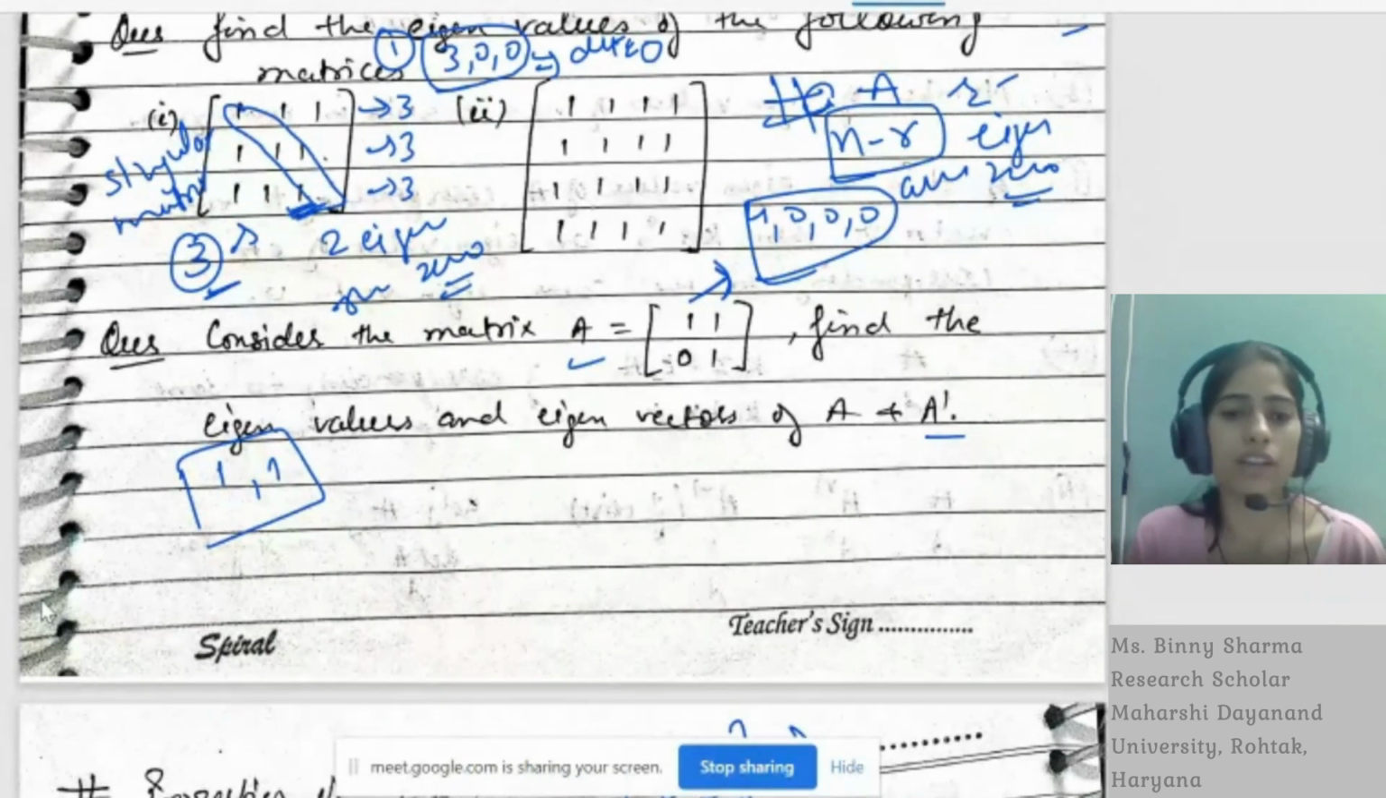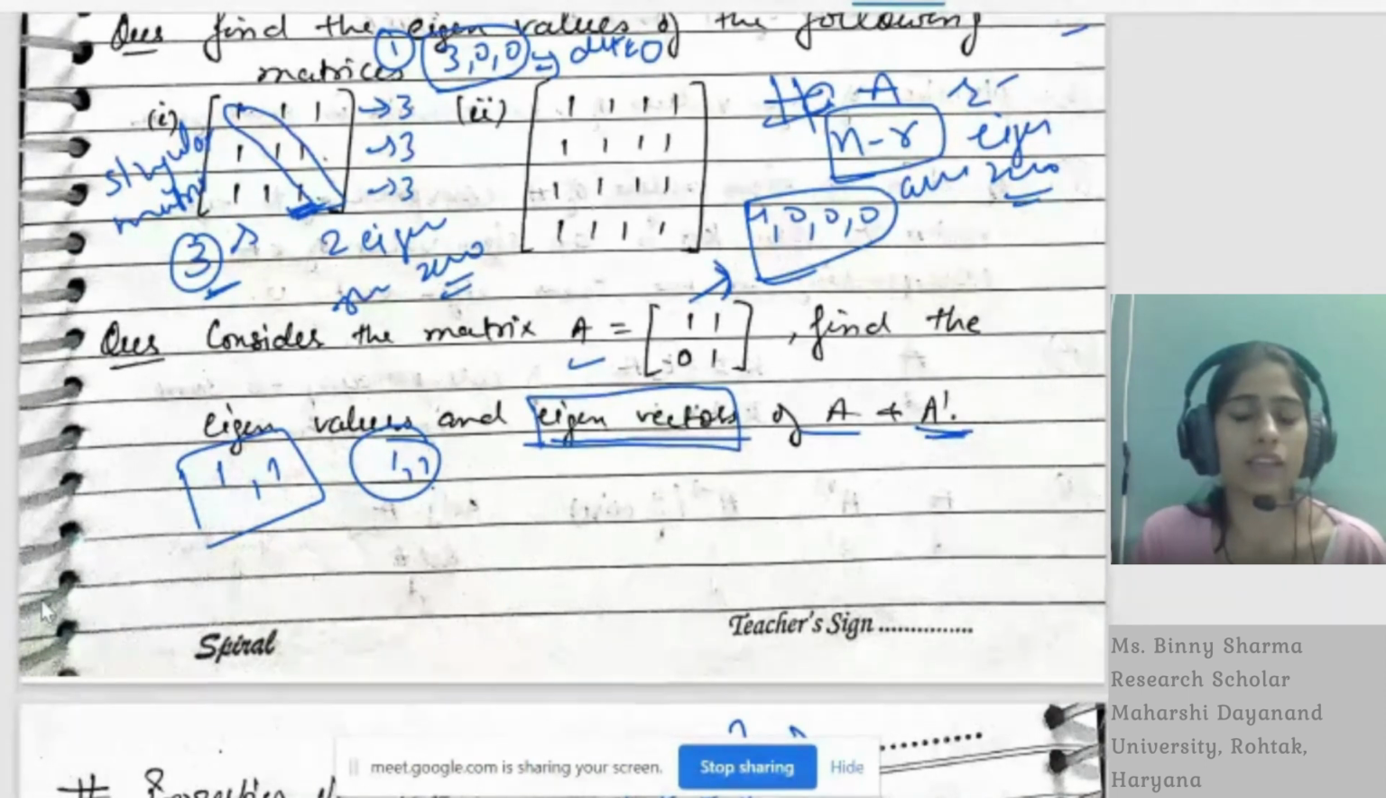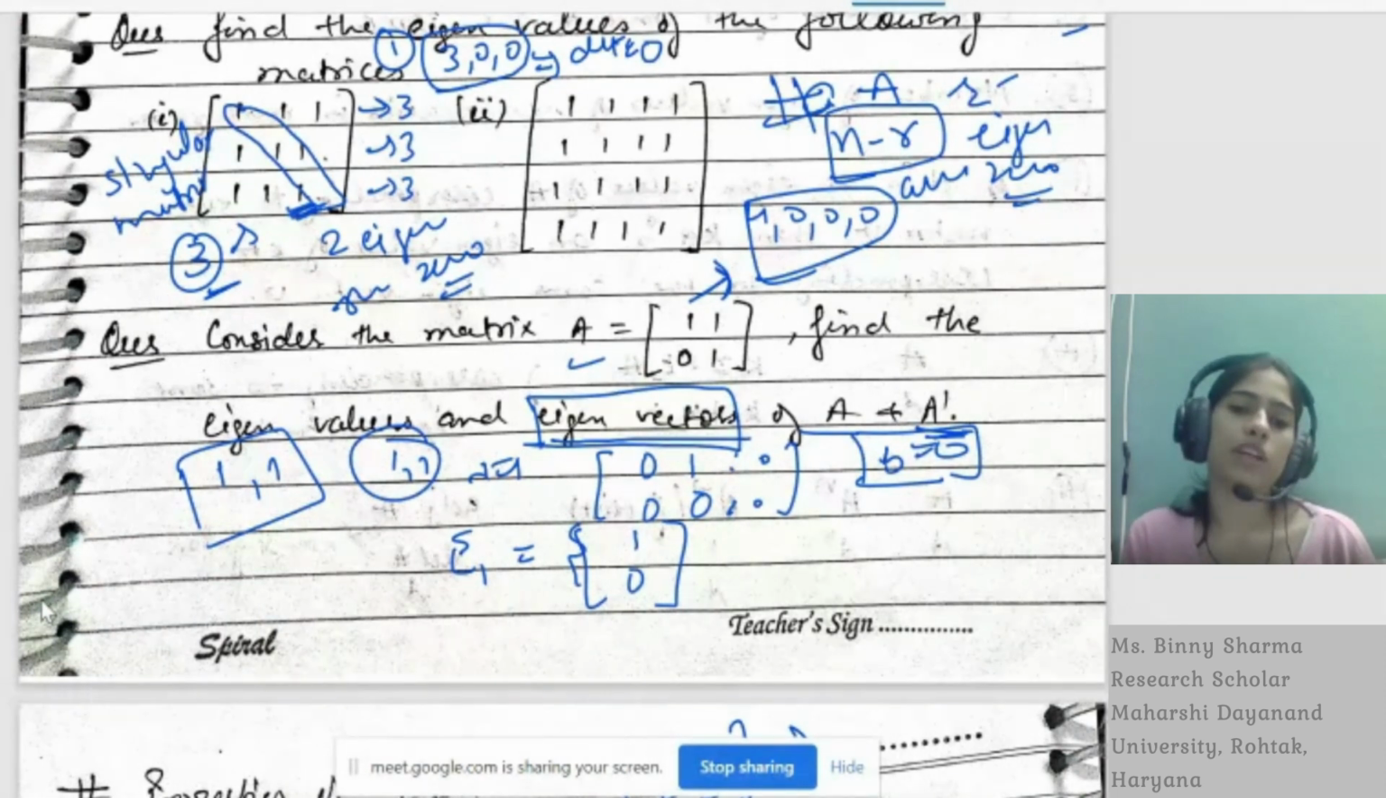The eigenvalues of A transpose are also 1 and 1, but what will be the eigenvectors of A and A transpose? That is 0 1 0 0. The eigenvector will be 1 and 0. Okay, by solving this homogeneous system we get the eigenvector 1 0.